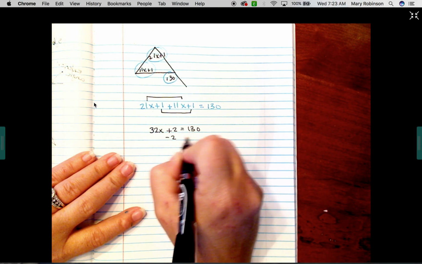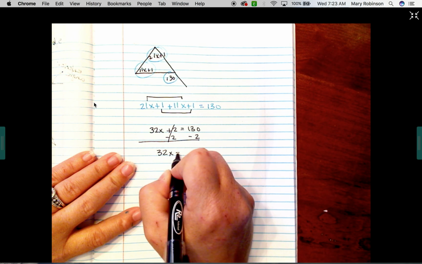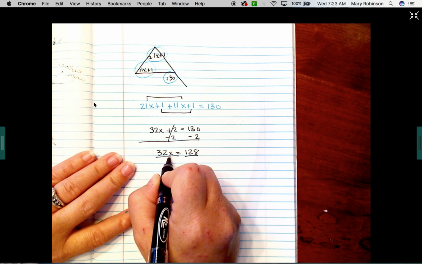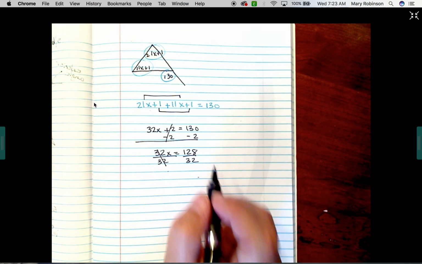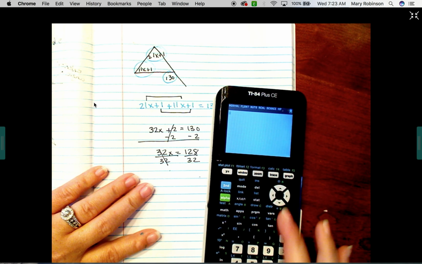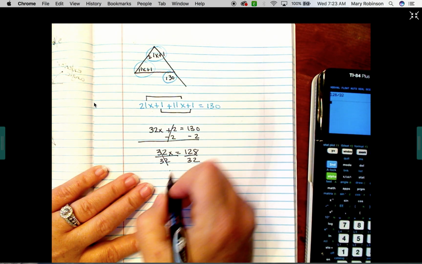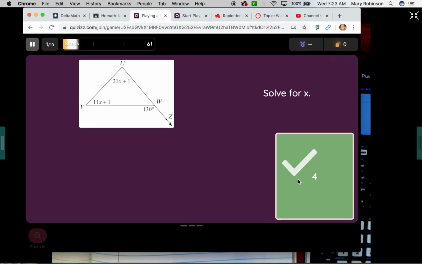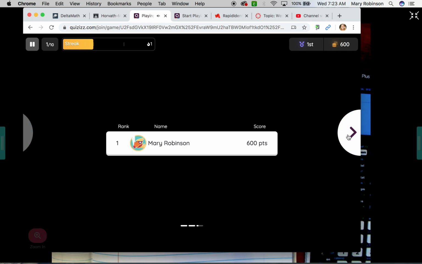And then I'm just going to solve. If I subtract 2 from both sides, that cancels out. 32x equals 128. Then because 32 is being multiplied by x and I want to get it by itself, I'm going to divide both sides by 32. And then, of course, feel free to take your calculator and just type in 128 divided by 32. And that is 4. So x equals 4. So I would come back here and choose 4. And then move on.